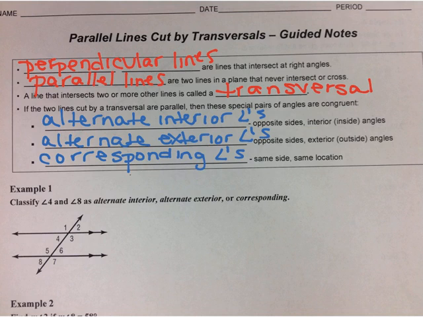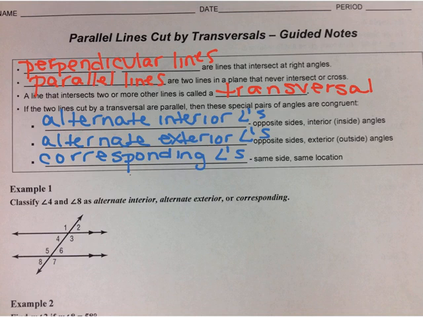Alright, so alternate interior angles, that means our opposite sides and our interior inside angles are going to be congruent. Alright, alternate exterior angles is the opposite side, exterior angles are congruent. And then for corresponding angles, same side and same location angles are congruent. Okay, so let's go ahead and clarify this a little bit. Let's look at example 1.